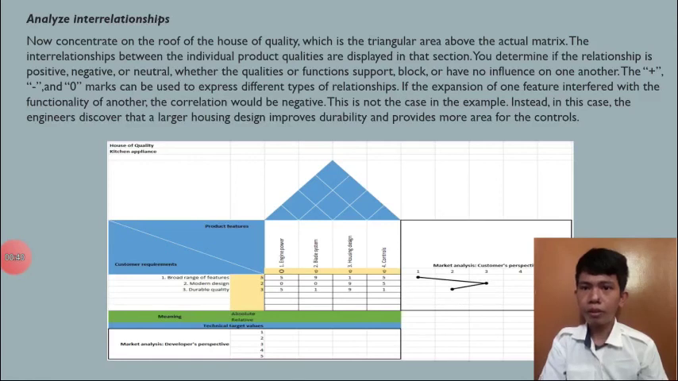If the expansion of one feature interfered with the functionality of another, the correlation would be negative. This is not the case in the example. Instead, in this case, the engineers discover that a larger housing design improves durability and provides more area for the controls.